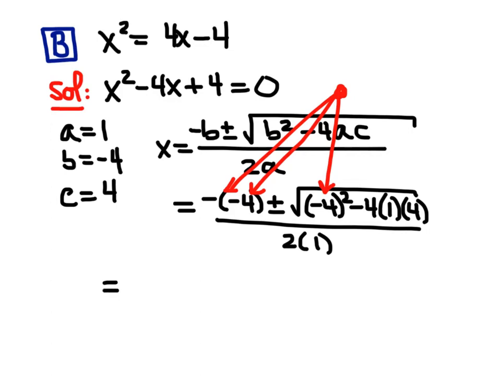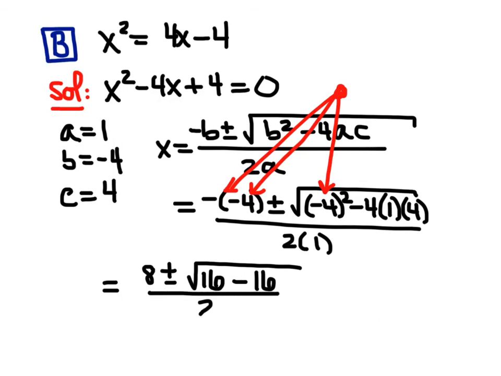The negative times the negative 4 is an 8. And on the inside now we have negative 4 all squared. That gives you a positive 16 minus 16. All right, so this kind of is looking convenient for us because this whole thing will become 0. The square root of 0 is 0. And so you just have 8 over 2.